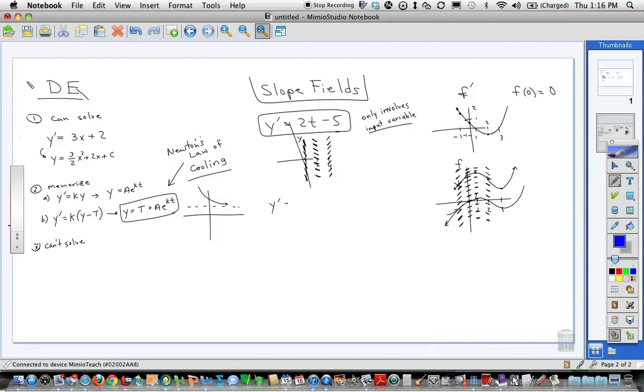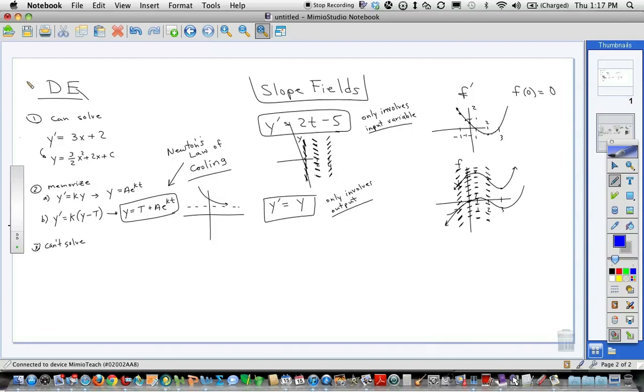Now let's do this one. Y prime equals y. Now we're not going to draw a slope field for this one because it's in your book. But this one only involves the output variable. Now, that differential equation is up at the top of page 212.